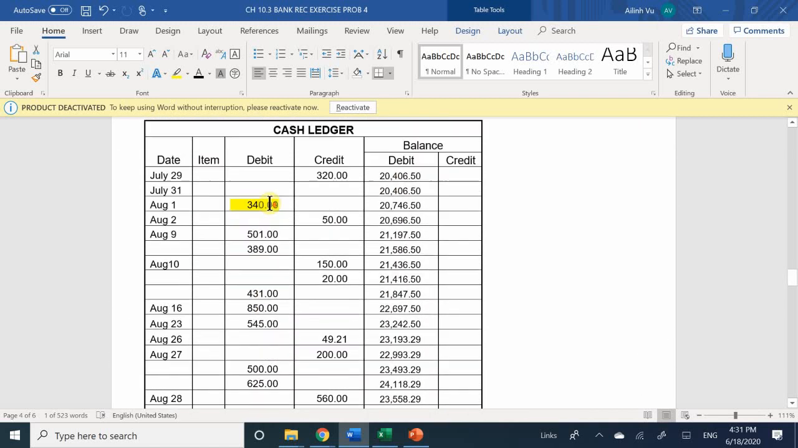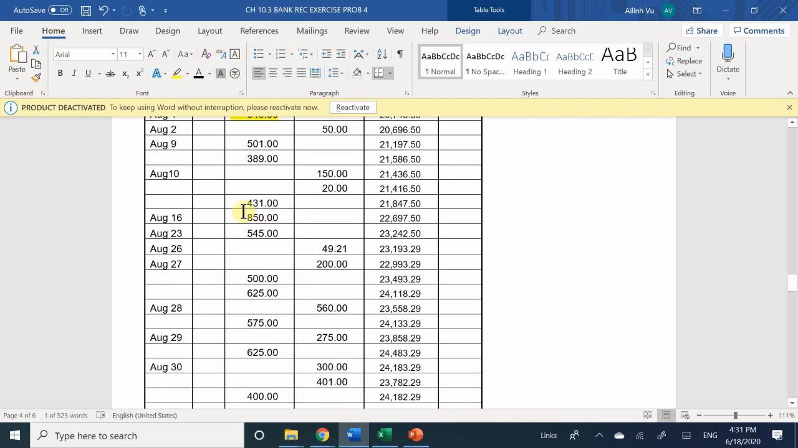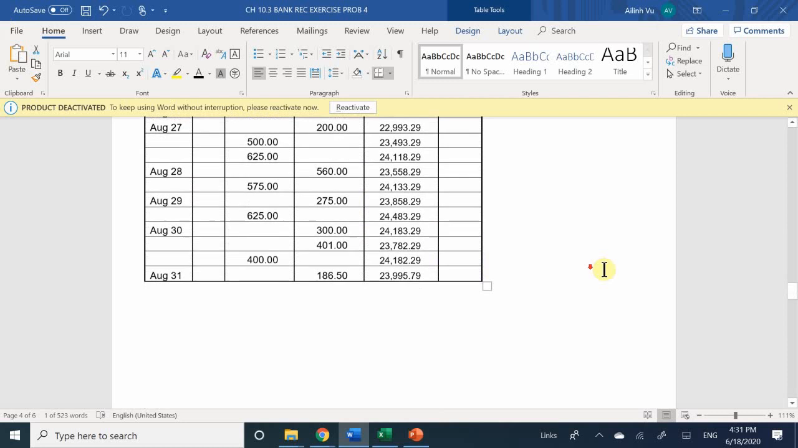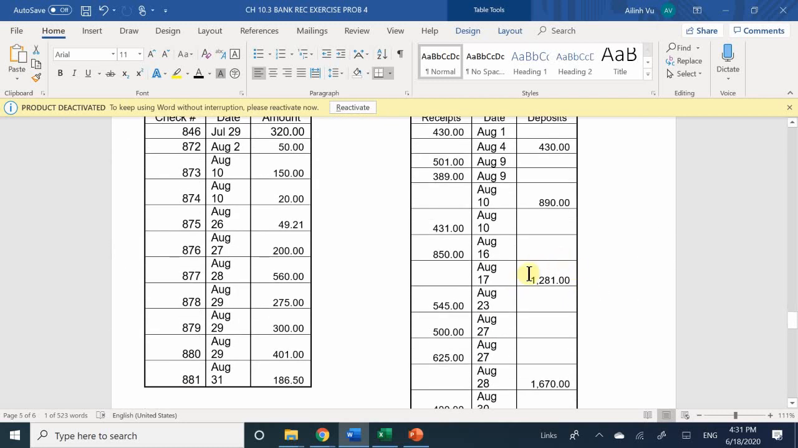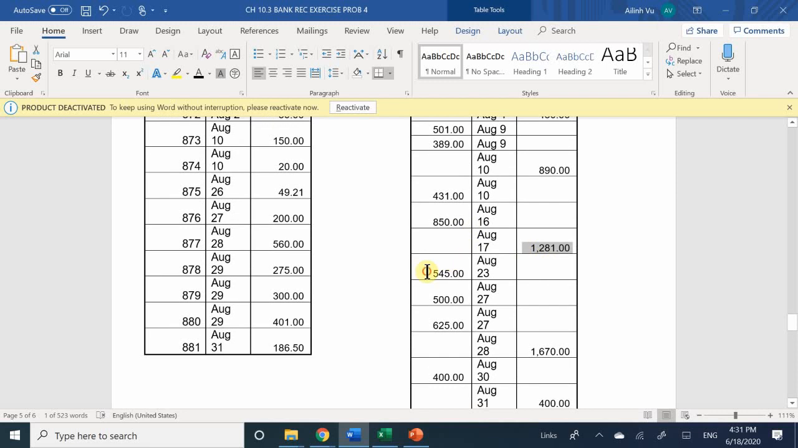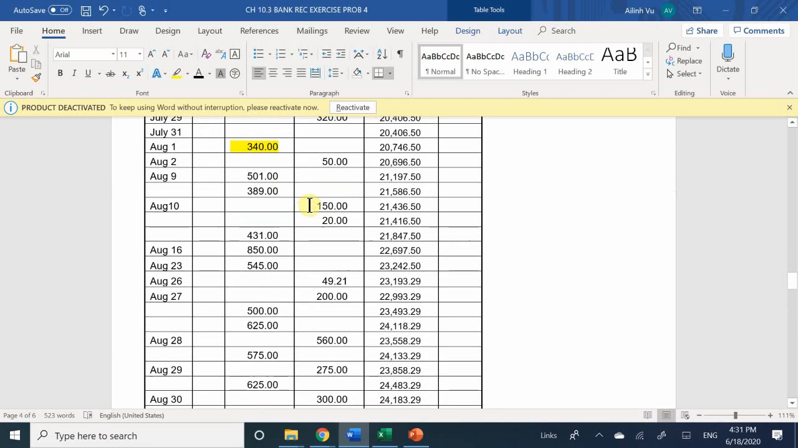Now let's continue forth. Now I made a deposit here for $431 plus $850 plus $545. Let's go ahead and validate those. Here is my 431 plus my 850 gives me a grand total of 1281. So that's done. And then here is my 545. Okay, so I haven't deposited my 545 yet. It's still in here. So good, I have that calculated.